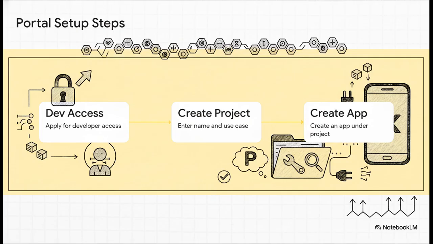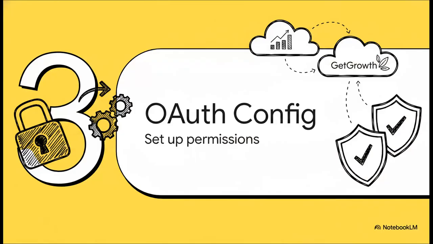Step 2, once you're in, hit Create Project. You'll enter a project name and clearly define your use case. And finally, Step 3, you create an app nested right under that project. Just think of this app as the actual namespace container that's going to generate and hold your credentials. Up next, Section 3, OAuth and permissions config.